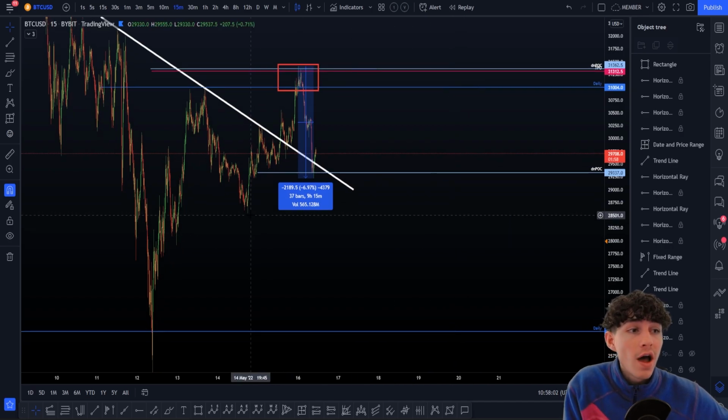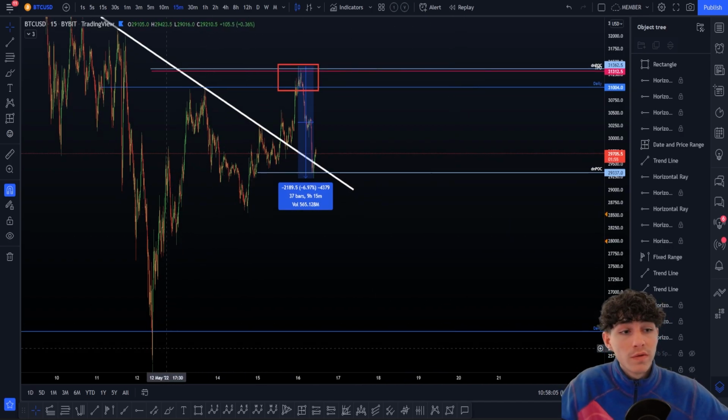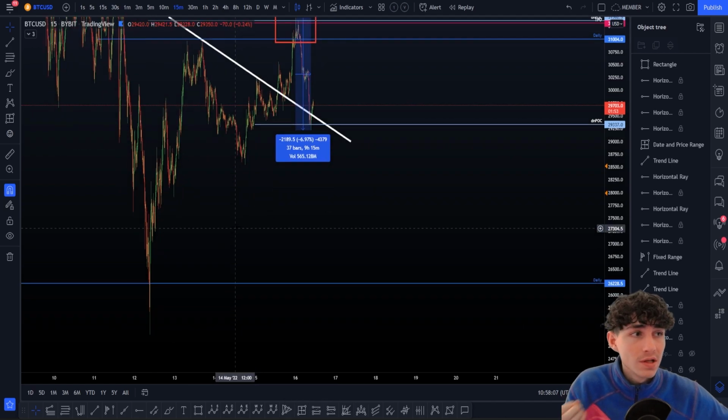So that's just pretty nice. After we fed the long, I mean, I fed the long here, and we planned a long. I missed that long sadly. That cost me a lot because I was sleeping.